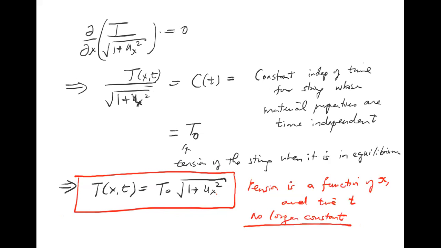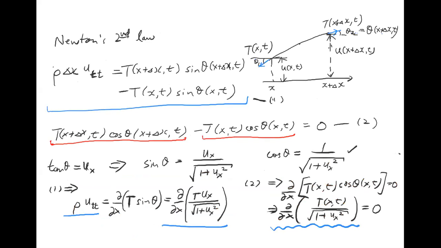So this, let me just write here, you'll see immediately. This is T square root of 1 plus u_x squared. It's just T0, it's just a constant. So this combination will be just the equilibrium tension. So we can go back and we'll see that that's what we get for the equations. So this is just 1 times T0 u sub x.